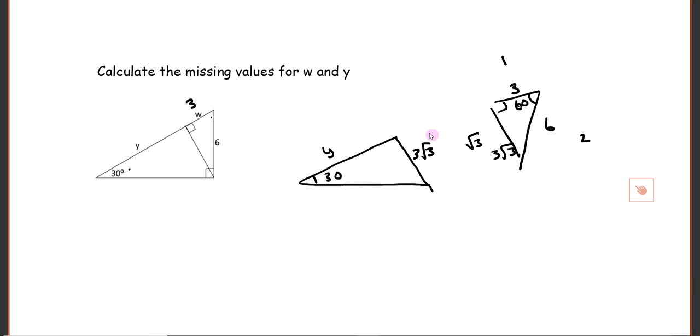Now I've got the 30 degrees, so that would have been 1, root 3 and 2. So what have I multiplied by? From 1 to 3 root 3, so I've multiplied by 3 root 3. So I've got to multiply root 3 for y by 3 root 3. So we do 3 root 3 times root 3. From your laws of surds, that is 3 times 3, which makes 9.